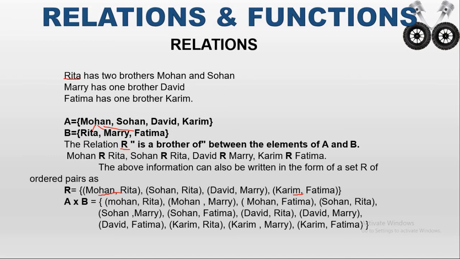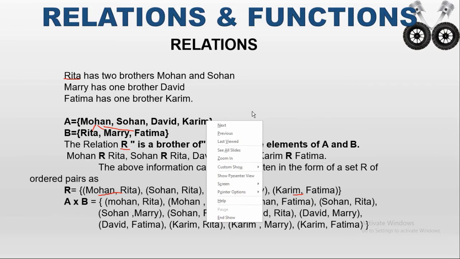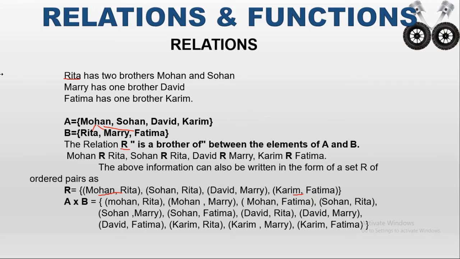Then you have to take the third element, that is David. David is paired with Rita, David is paired with Mary, David is paired with Fatima. So you write (David, Rita), (David, Mary) and (David, Fatima). The last brother's name is Karim. Now you pair Karim with Rita, Karim with Mary and Karim with Fatima. That can be written as (Karim, Rita), (Karim, Mary) and (Karim, Fatima). That is A cross B.